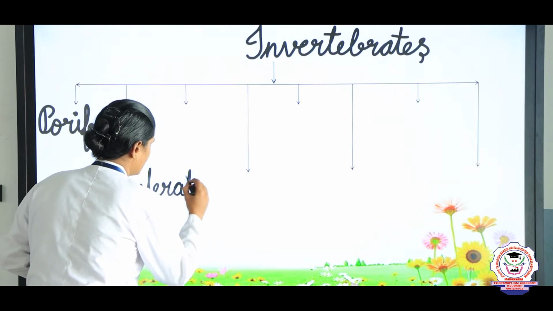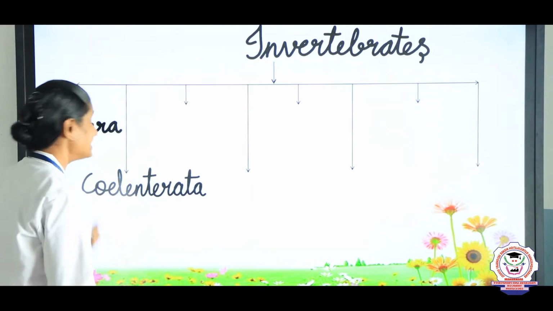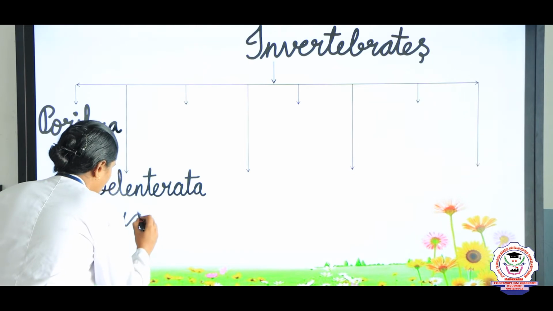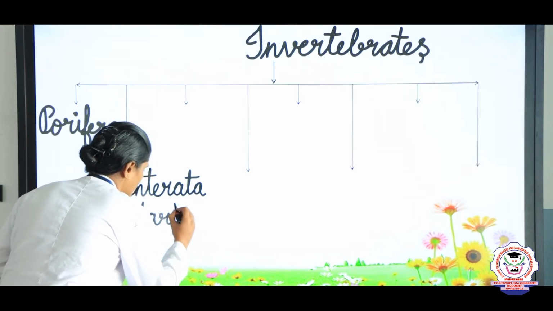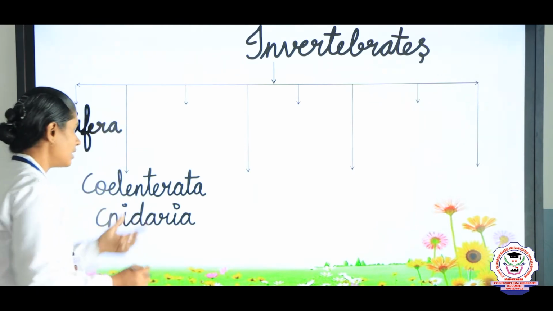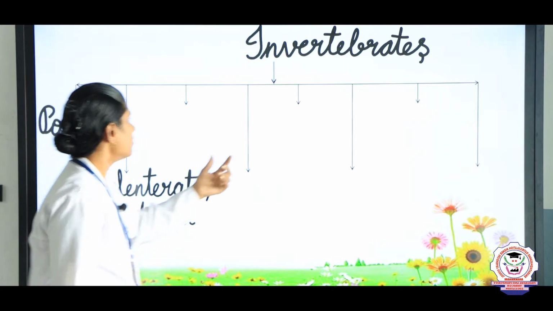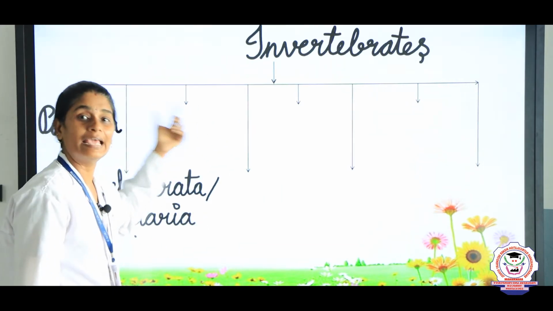Coelenterata, or they are also called Cnidaria. Coelenterata is also called Cnidaria, right. Now let us see the third one. The third one is known as Platyhelminthes.